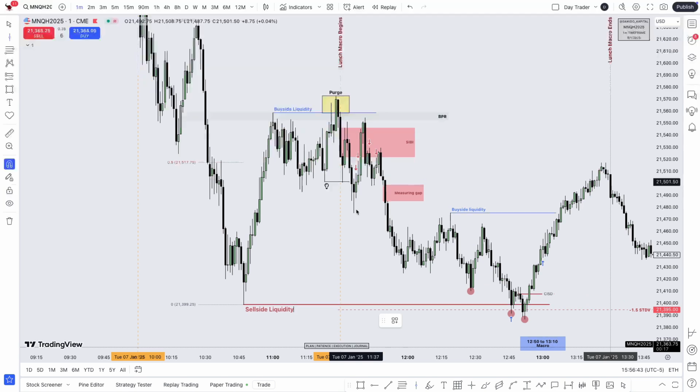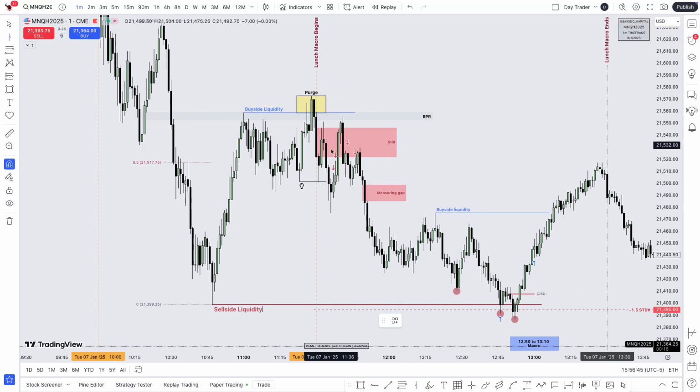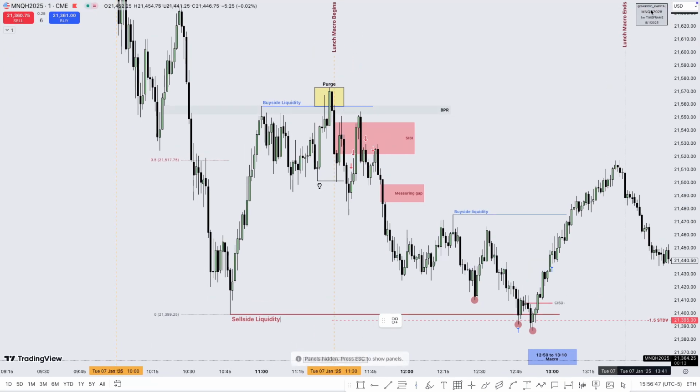Now I'm just gonna show you my TradingView. This is the actual TradingView now.